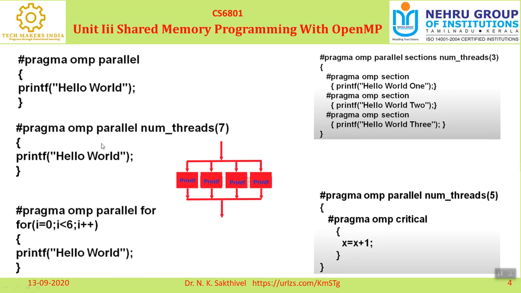So in this program, actually in this parallel directive, we have specified how many parallel executions have to be executed. The number of threads I have given is 7, which means that hello world will be printed 7 times in parallel. That means 7 parallel executions, 7 print statements will be executed. So that is a parallel execution.